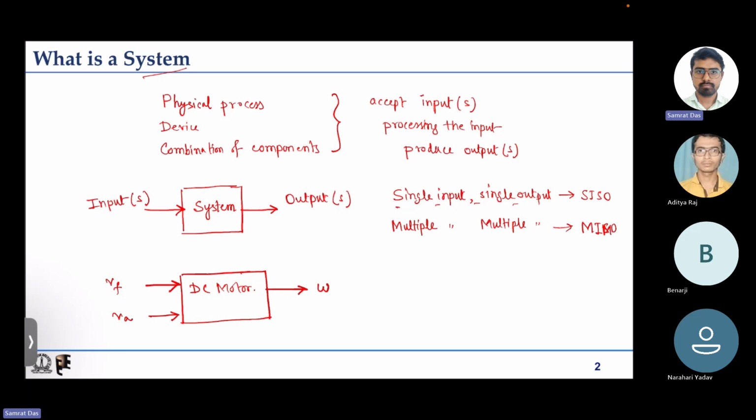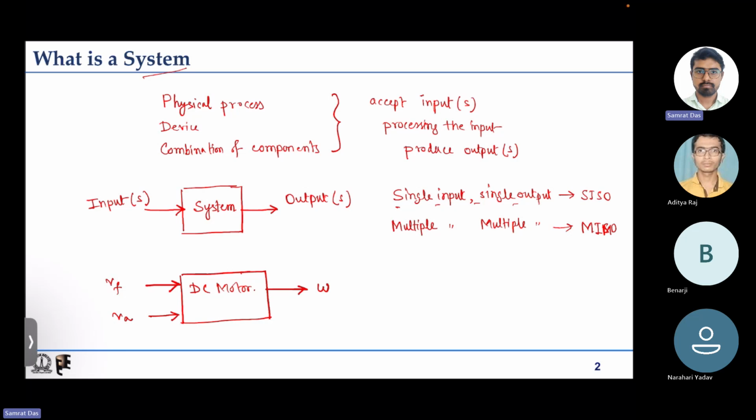We finally want to run the motor at a particular speed, and whatever torque the load demands, the motor is supposed to deliver that much torque while running at the same speed. So overall, the mechanical or rotational speed is the output. In this case, there are two inputs, the field voltage and armature voltage, and one single output, the rotational speed of the motor. So it seems that it has two inputs and one output.